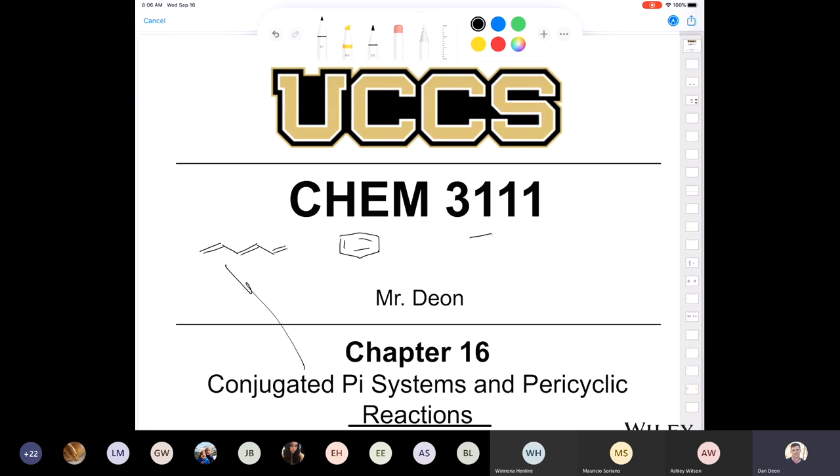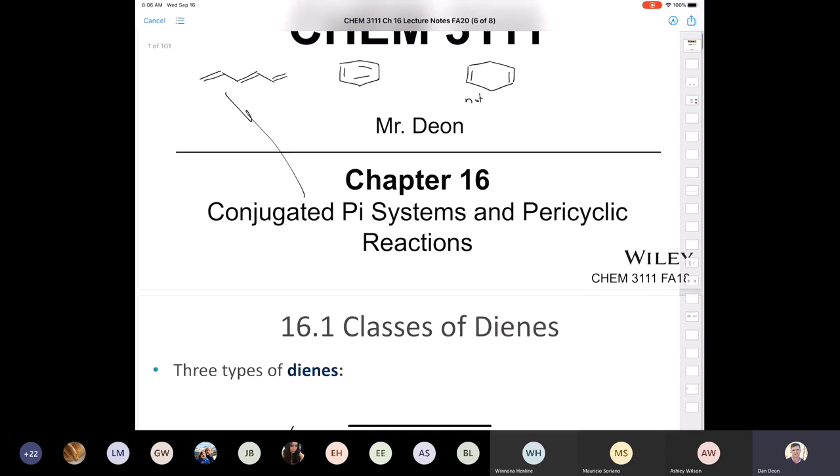If you were to have this molecule here, this is 1,4-cyclohexadiene. This is not a conjugated system, right? Because you have a double bond, but then you have two single bonds and another double bond like that. So conjugated, again, means the double and single bonds alternate. Well, with that in mind, let's take a look at the first official slide here.